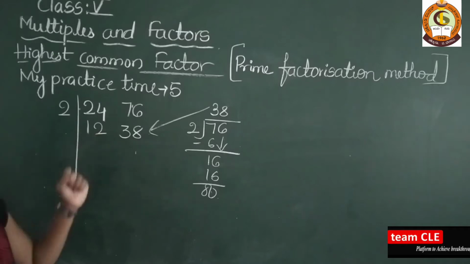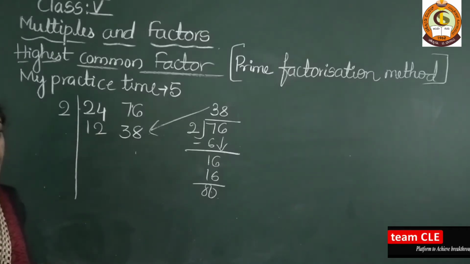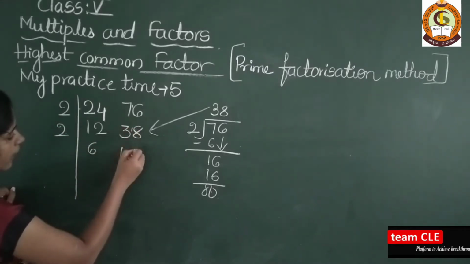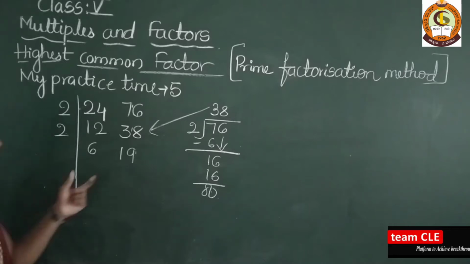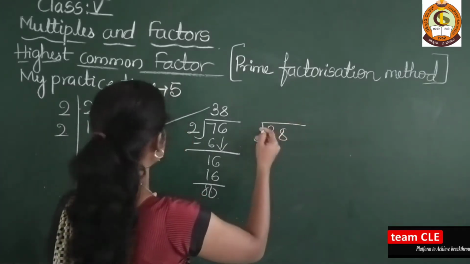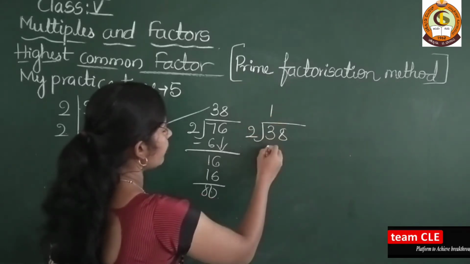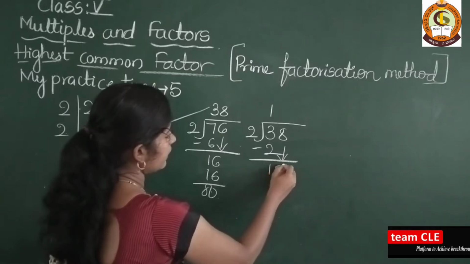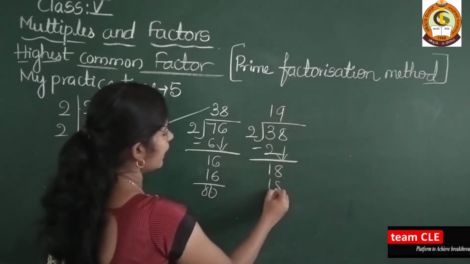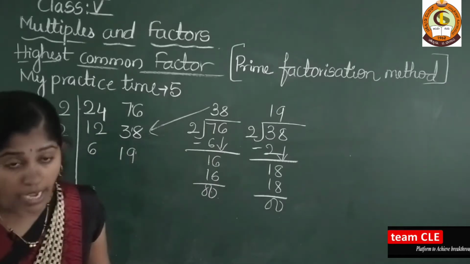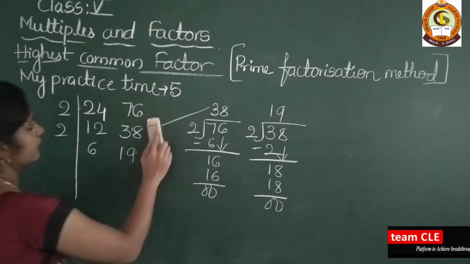So here 12 and 38 are there. Again this number is divisible by 2. So 2 sixes are 12, and 2 nineteens are 38. If you are getting confused how to divide this number, then take 38 and divide by 2. 2 ones are 2, 3 minus 2 is 1. Again you take this 8 down, 2 nines are 18. That 19 I wrote here. I hope you are getting my point.